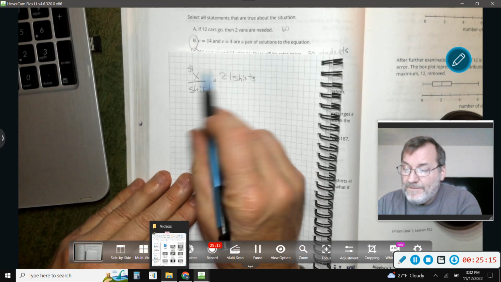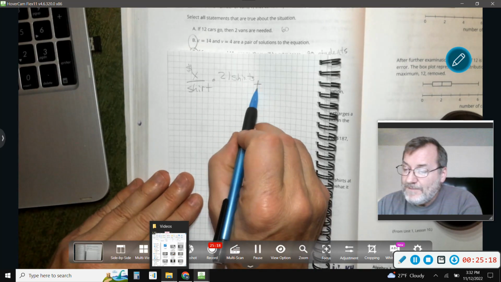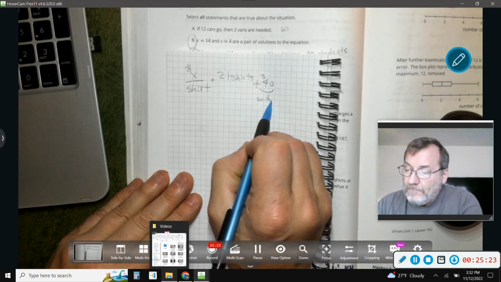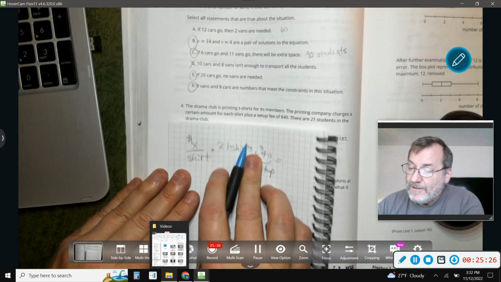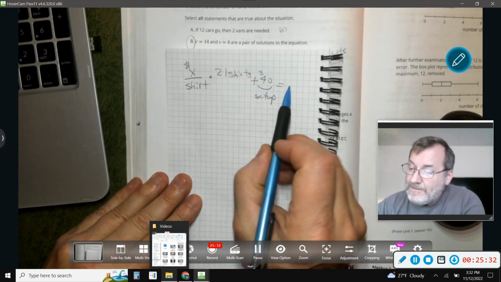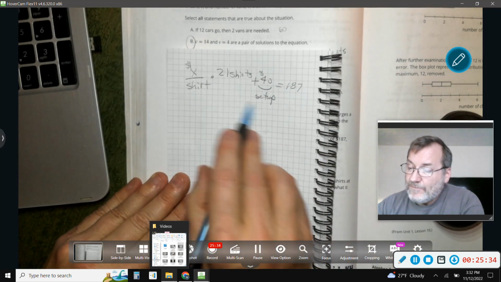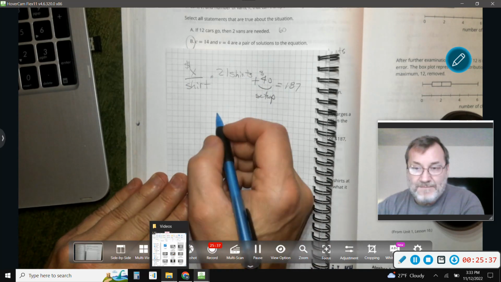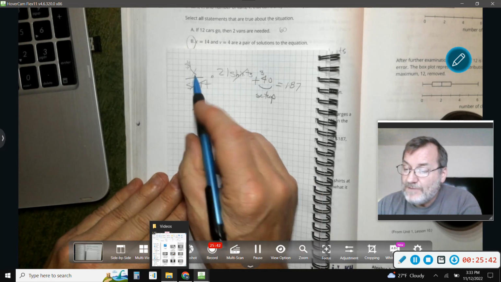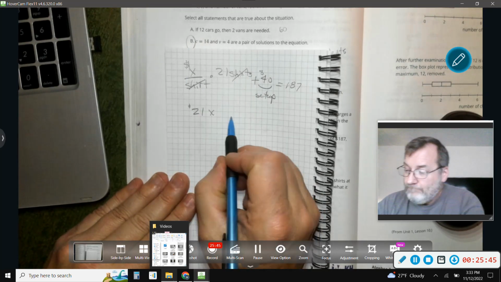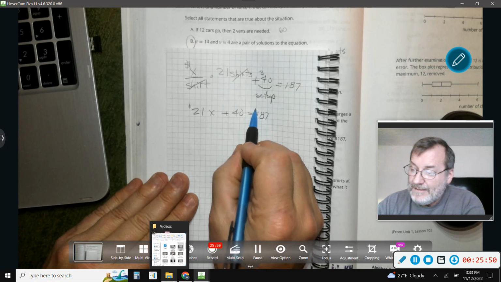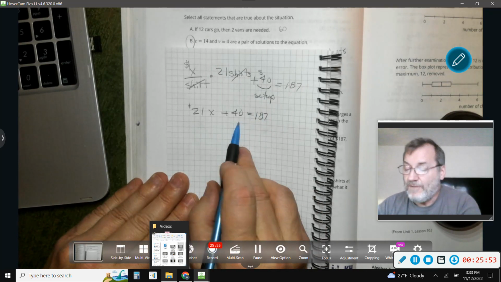So this pays for the shirts, but that's not the only expense. I have to add $40 for the setup. And they're telling me in this particular one, it costs $187, so that equals 187. Let's take this verbiage and put it into an equation. So 21x, the shirts cancel, I'm just left with dollars, plus $40 equals $187.